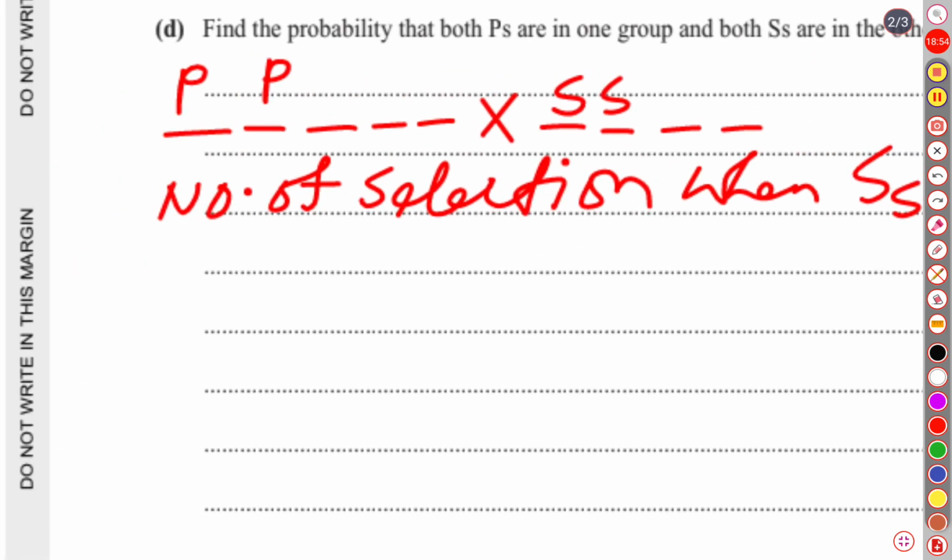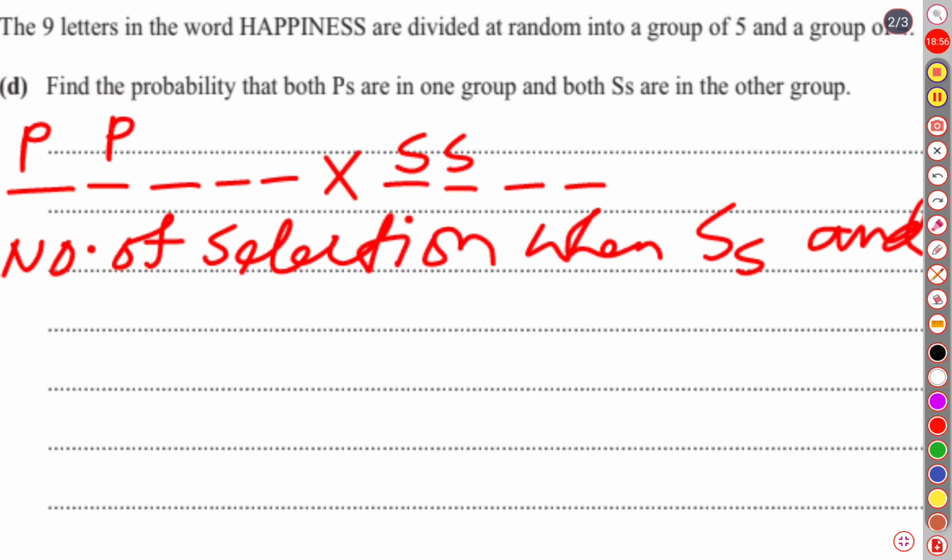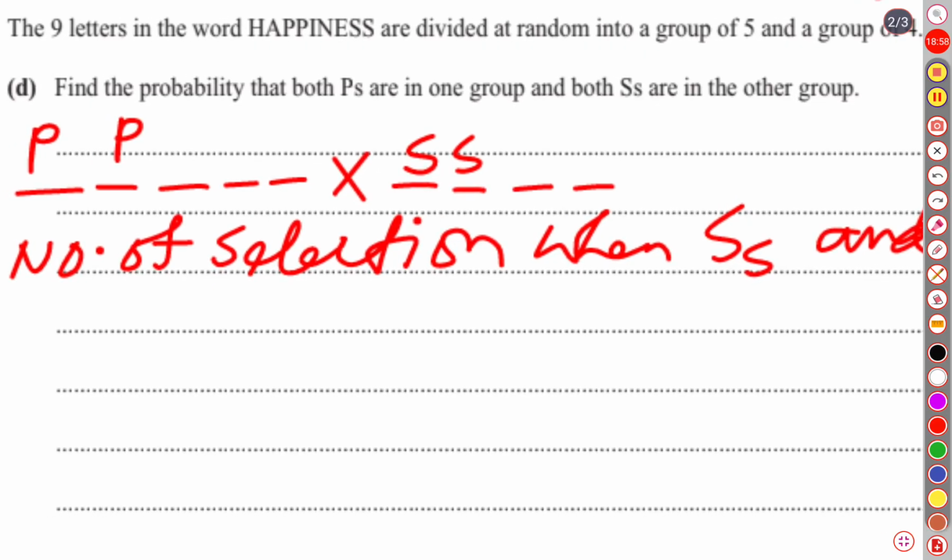We can write here, look at this. So there are total 9 letters. Out of 9 letters, we have already chosen 2 P's. So there remain 7. Out of 7, we cannot take 2 S's. So out of 7, there remain only 5 letters. From 5, we will have to choose 3. Then in the second group, there are 4. Out of 4, already 2 S's have been selected. So there remain only 2. So 2 choose 2. We will choose 2.